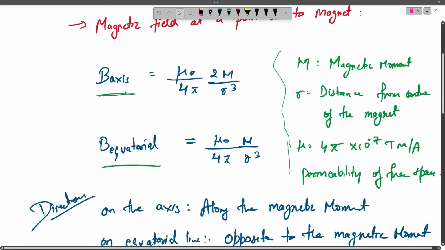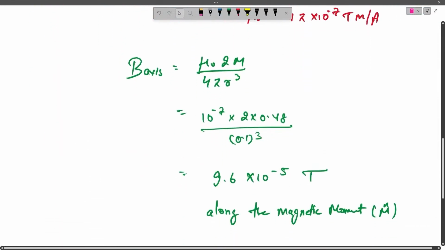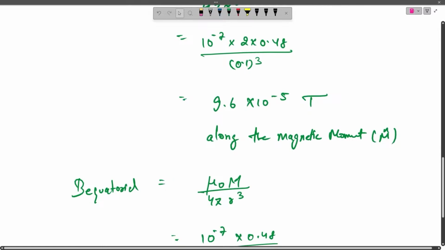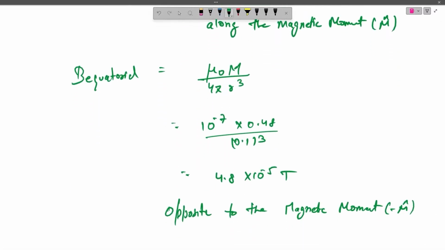So substituting in the formula we will get the magnetic field on the axis as 9.6 into 10 to the power minus 5 Tesla, which will be along the magnetic moment, and on the equatorial position it will be 4.8 into 10 to the power minus 5 Tesla, which will be directed opposite to that of the magnetic moment of the magnet.